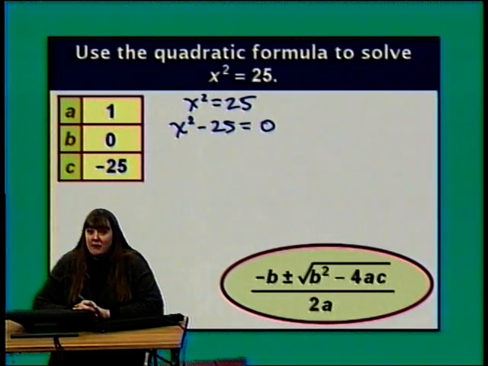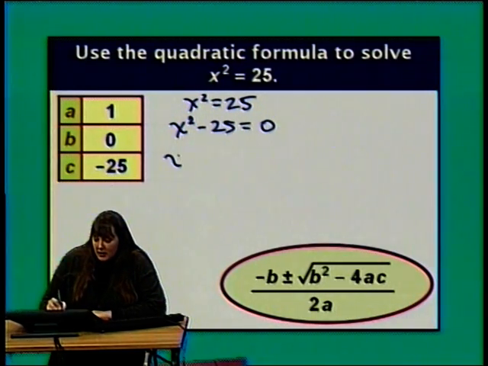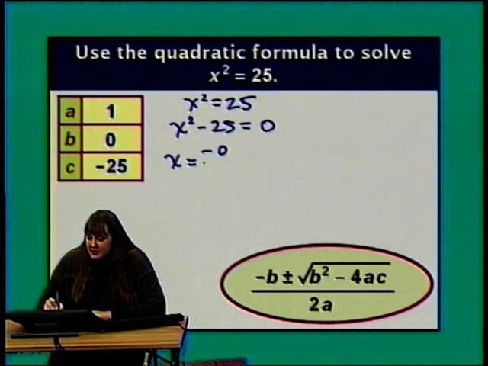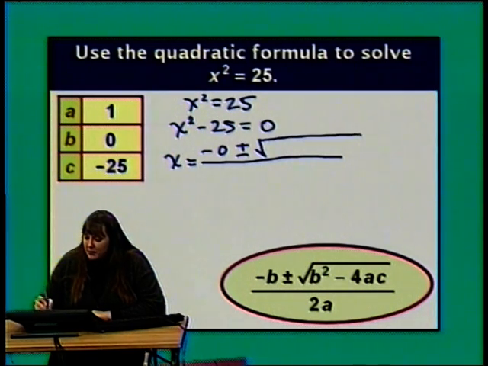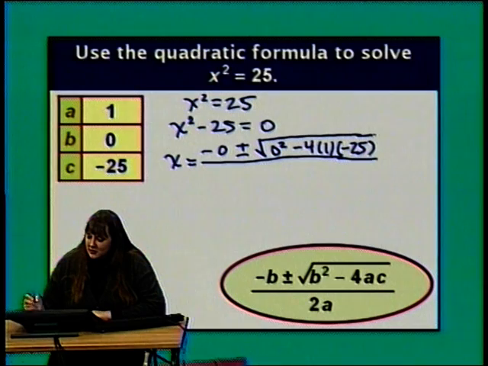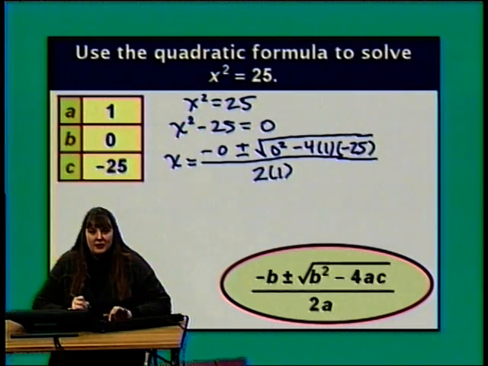Now pulling out the quadratic formula, x is going to be the opposite of b. So that's the opposite of 0, which is still 0, plus or minus the square root of b squared, that's 0 squared, minus 4 times a, which is 1, times c, which is negative 25. All of this over 2a, which is 2 times 1. Let's simplify.